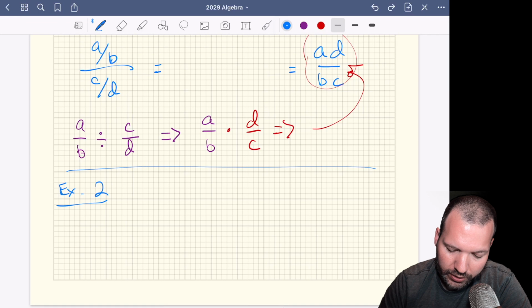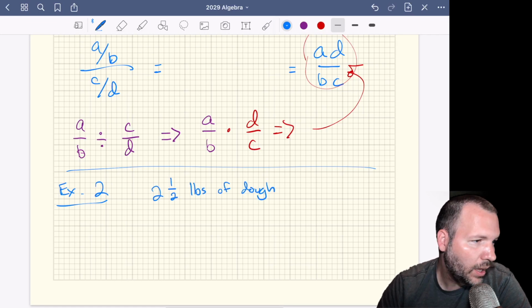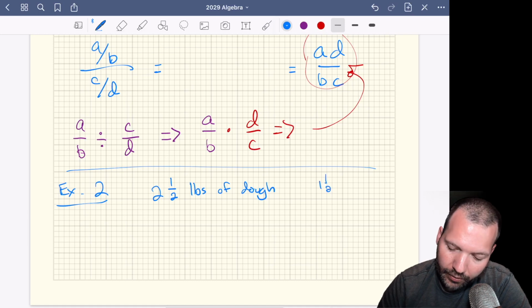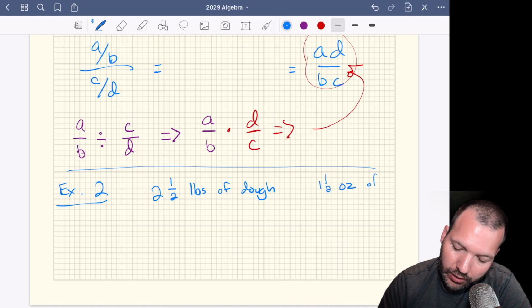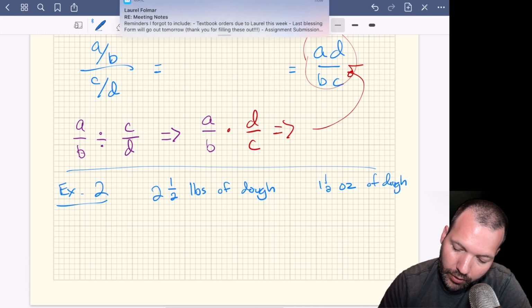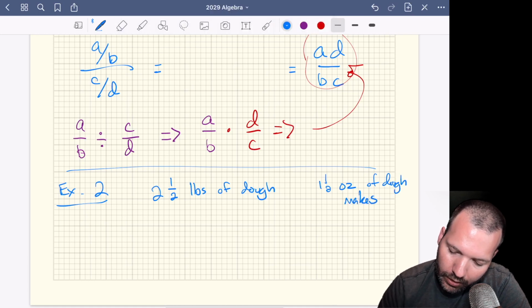So we have two quantities, we're told. 2.5 pounds of dough, and then every 1.5 ounces of dough makes 1 cookie.